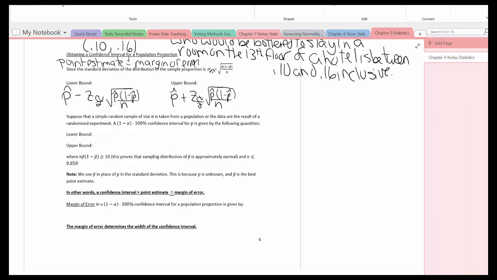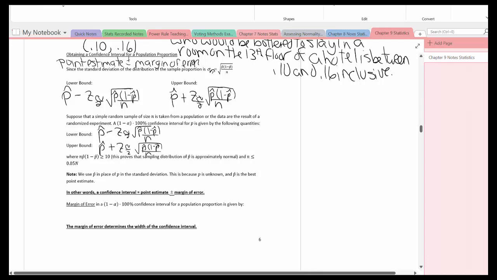All right. Suppose that a simple random sample of size n is taken from a population, or the data is a result of a randomized experiment. A 1 minus alpha times 100% confidence interval for p is given by the following quantities. So I'm going to rewrite the lower bound and the upper bound now. So p hat plus or minus z sub alpha over 2 times the standard deviation, where n times p hat times 1 minus p hat is greater than or equal to 10.